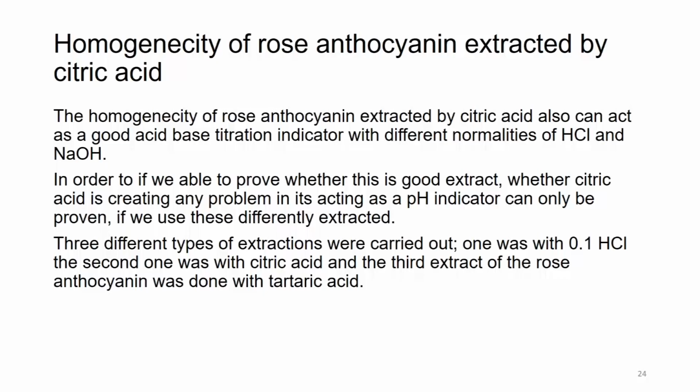In order to prove whether this is a good extract, whether citric acid is creating any problem in its acting as a pH indicator, it has been proven that we can definitely use the extracted solution either with HCl or with citric acid. 3 different types of extraction were carried out. One was with 0.1 normal HCl, the second one was with 3% citric acid, and the third extract was done with tartaric acid to get the rose anthocyanin extracted effectively.